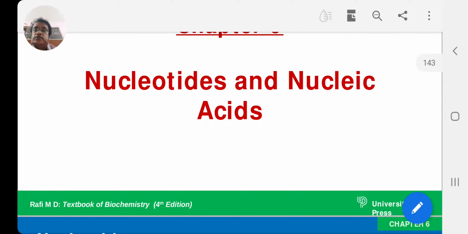And gene controls protein synthesis through the mediation of RNA. All this process is called the central dogma of life, meaning DNA synthesizes RNA and RNA synthesizes protein.